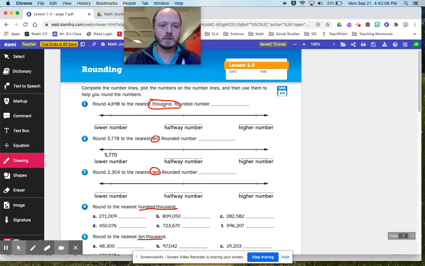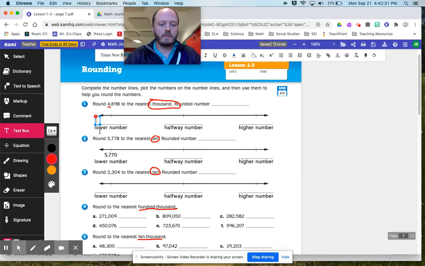So 4,698 to the nearest 1,000. We're looking at the thousands place. And in this case, we're looking at this digit, 4. Okay. And so what number is below 4,698 if we were counting by this place value, the thousands? I'm going to use my text box tool. It is 4,000. Oops, not 400, 4,000. All right, and we should have a comma in there, so we'll put that in there too. And I can move it right there.